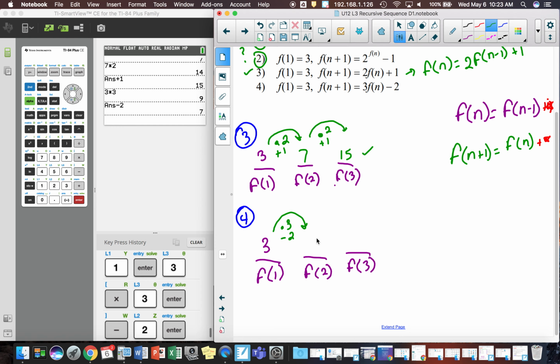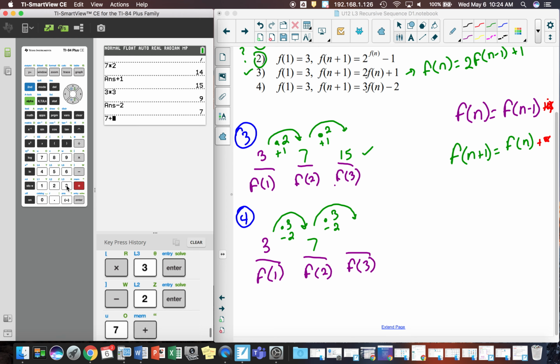Huh. Would you look at that? That also works. This is why you need to find more than just 2 terms. Let's see if this pattern still works afterwards. Okay. So again, we're multiplying by 3. Subtract 2. So I have 7 times 3, and then minus 2.